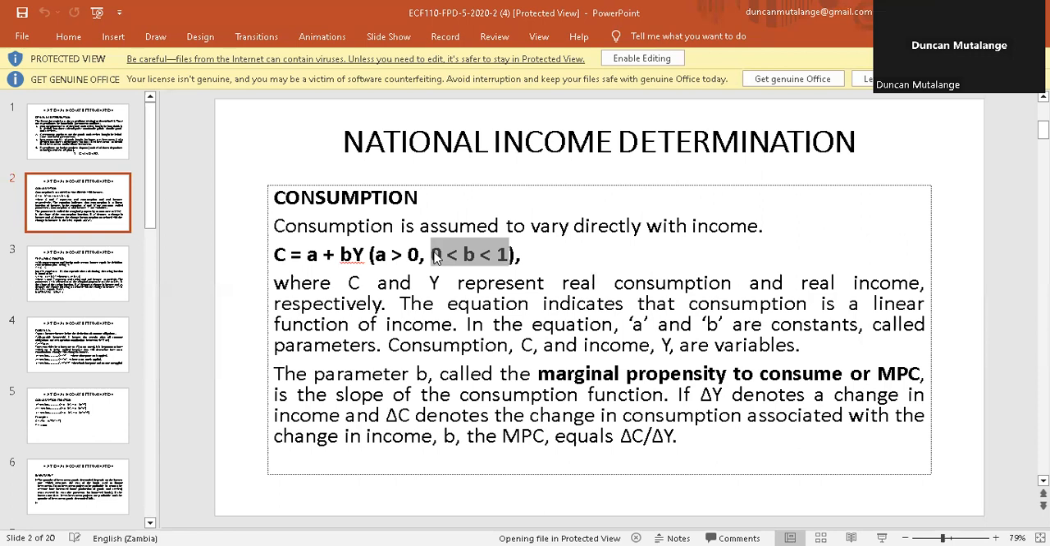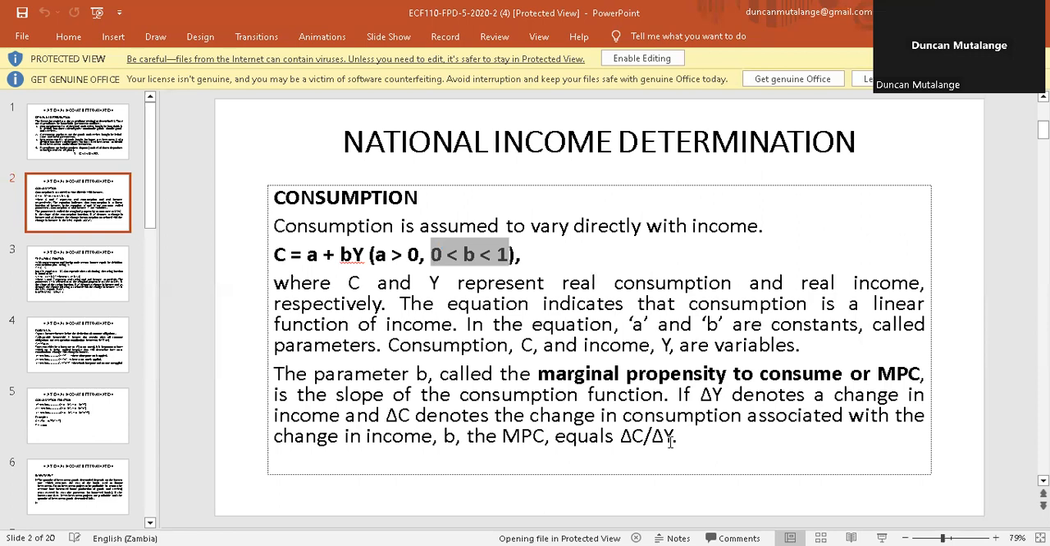You cannot get an MPC that is above 1. So if you find an MPC of 10 or 2, anything above 1, that's wrong. MPC is always between 0 and 1. And what does that represent? Remember, the MPC is the gradient. So I just wanted to write this down. It's not in your notes.